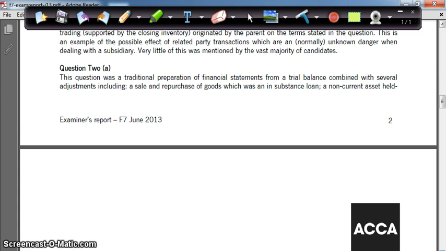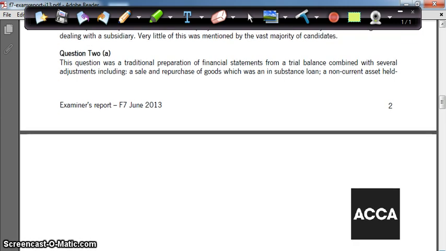That can be quite a daunting thing if you're thinking of your time management, but just try and allocate your time between the three different sections that you've been asked to prepare, and also take note of the marks that are allocated to them. There are different marks allocated towards the P&L, the changes in equity, and then the statement of financial position. The examiner said it was a traditional preparation of financial accounts from a trial balance, and this was combined with several different adjustments.